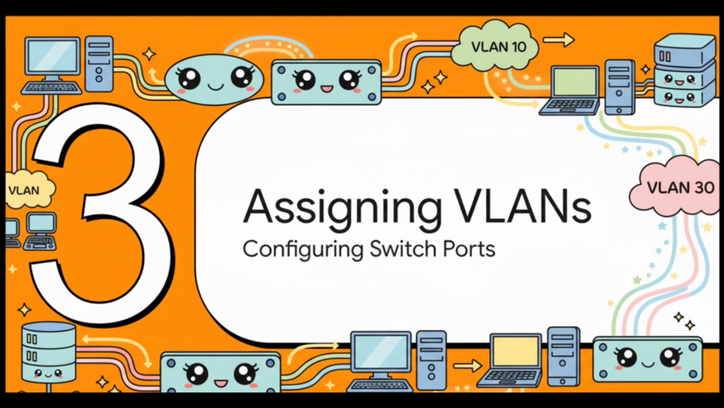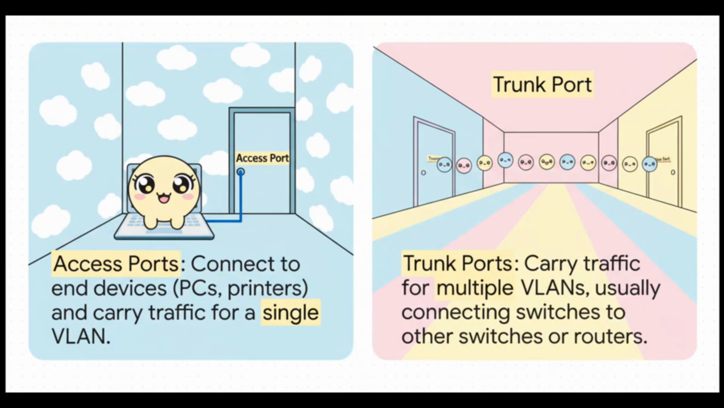Okay, so we know what a VLAN is. Now for the fun part, the how. How do we actually tell a switch, hey, this computer belongs to the student group and that one belongs to the faculty? Well, it all comes down to configuring the individual ports on the switch. We mostly deal with 2 kinds of ports. First, you have an access port. This is your standard, everyday port where you plug in a computer or a printer. It's super simple. It belongs to one and only one VLAN. Think of it like a private door that only leads to a single room.